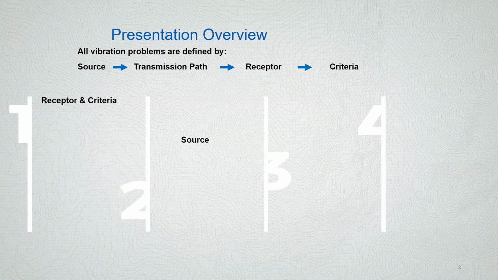Then we'll move on and talk about the source. We're focusing specifically on footfall vibration for this presentation. And then we'll talk about the transmission path, and more specifically, some of the modeling and measurement techniques that are typically used to evaluate pedestrian-induced vibration in buildings. And then at the end, we'll talk about some design and mitigation: the experience and rules of thumb that we tend to use when we're evaluating a project for footfall-induced vibration.